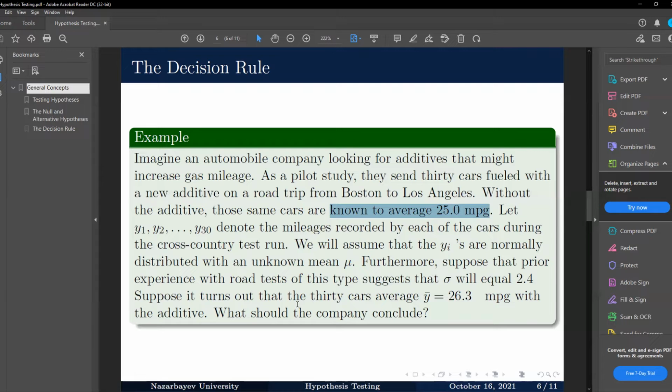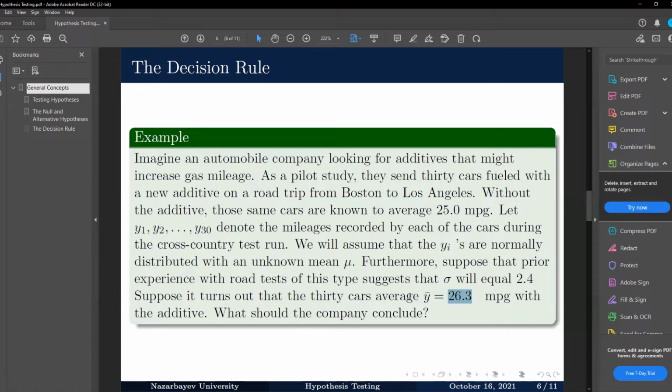Suppose it turns out that the 30 cars' average, y bar, is equal to 26.3 miles per gallon with the additive. So we can see that this value y bar is greater than the average mileage, which might suggest that the new fuel additive is effective. So what should the company conclude? Our question is whether this is enough evidence to show that the new fuel additive is effective or not.